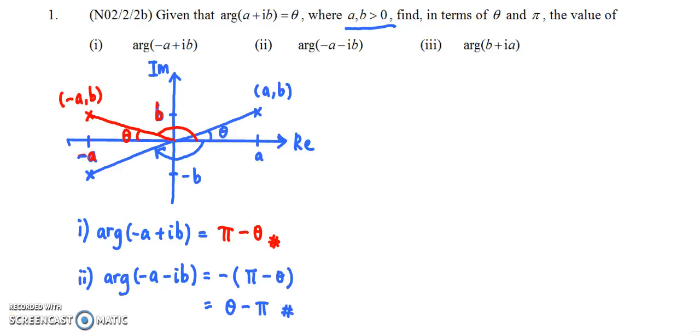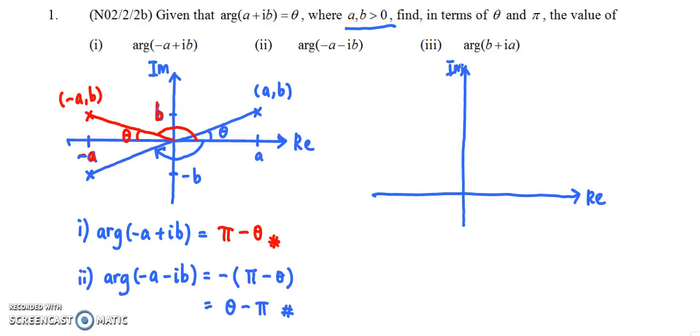Let's now take a look at part 3. Now, part 3, you can see that the new complex number that we are finding is b plus ia, and it's clear to us that the real part and the imaginary part of the original complex number have changed places. So how are we going to see this change in our diagram? Let's now take a look.